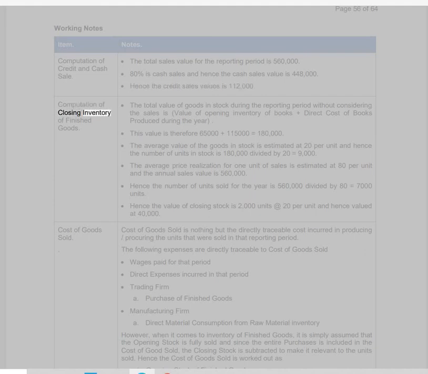Computation of closing inventory of finished goods. The total value of goods in stock during the reporting period, without considering the sales, is the value of opening inventory of books plus direct cost of books produced during the year. This value is therefore 65,000 plus 115,000 is equal to 180,000.